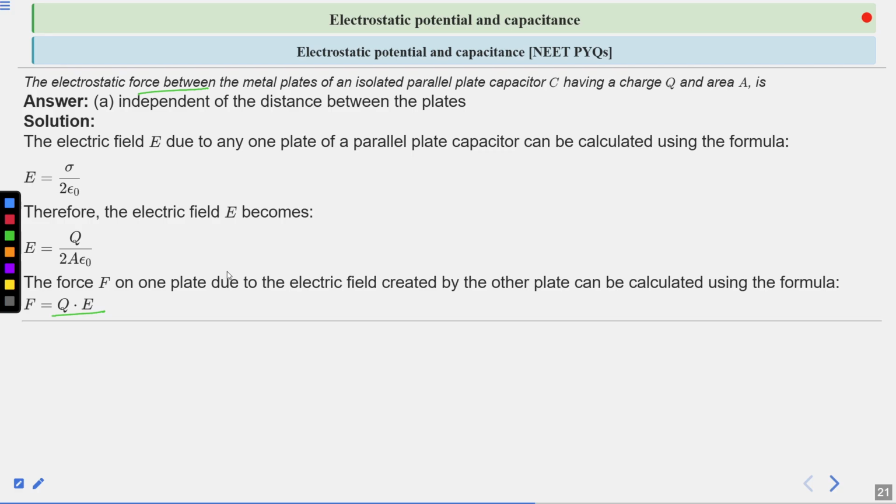Both plates are applying force, but by Newton's third law, these forces are equal and opposite. So we only consider one force, the force on one plate due to another plate. That will be the force between the metal plates. The other force that the other plate is applying is the reaction force.